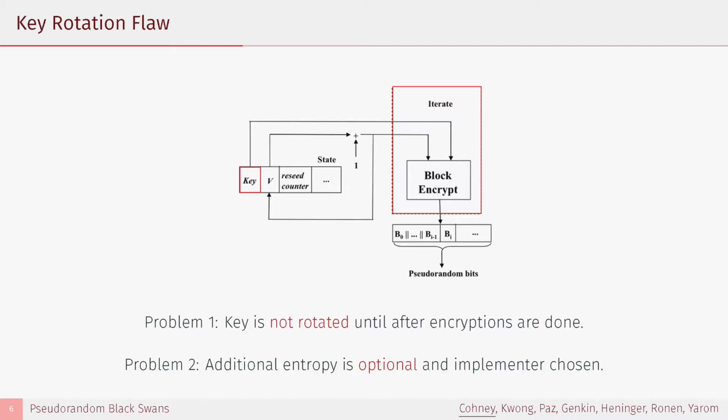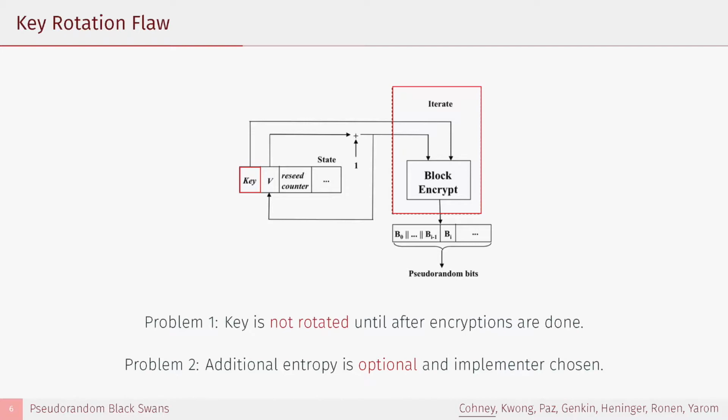Problem number 1. The key is not rotated until after the encryptions are done. The loop in the output generation phase does not include key rotation, potentially allowing a large number of encryptions to occur under the same key. Therefore, if an attacker compromises the key at any point during the phase, she might be able to recover the RNG's internal state. Problem number 2.